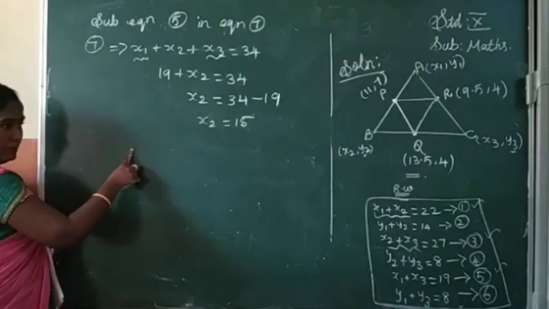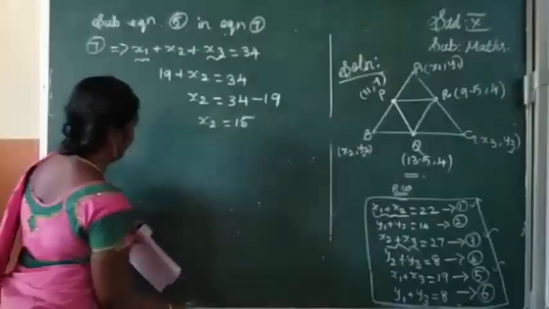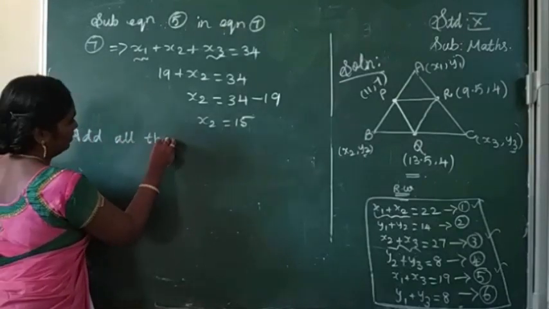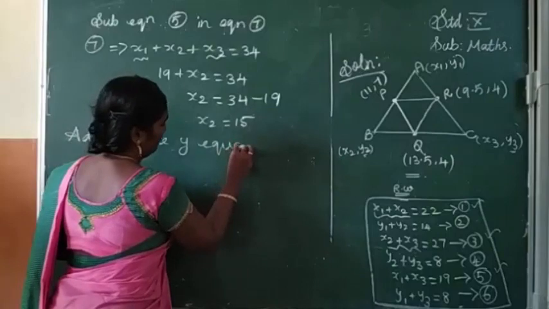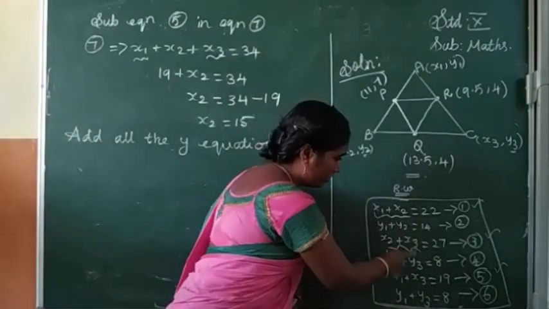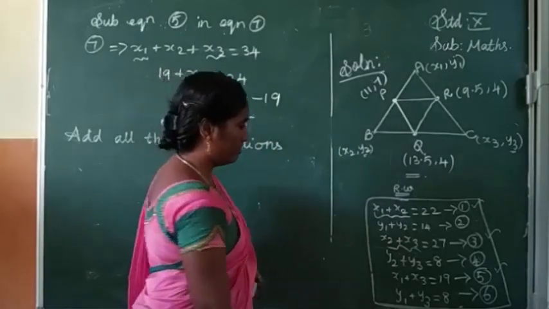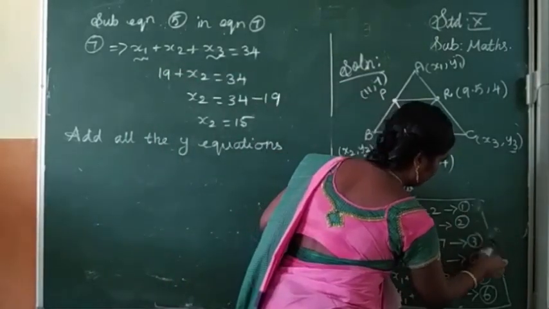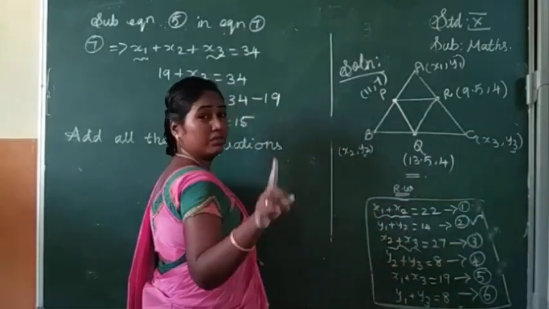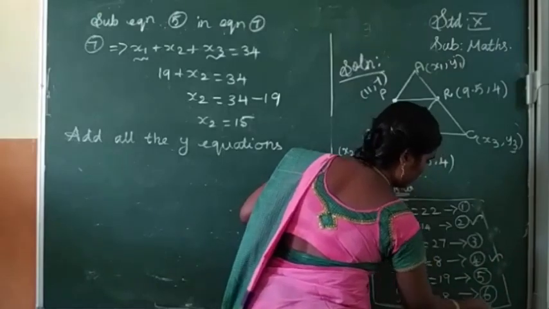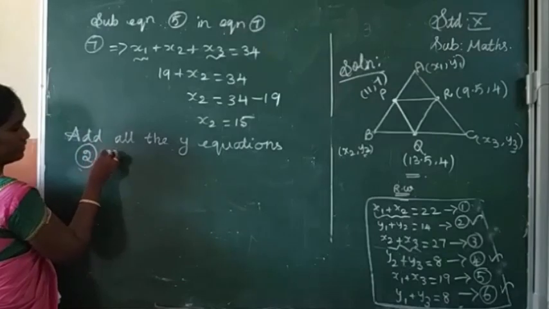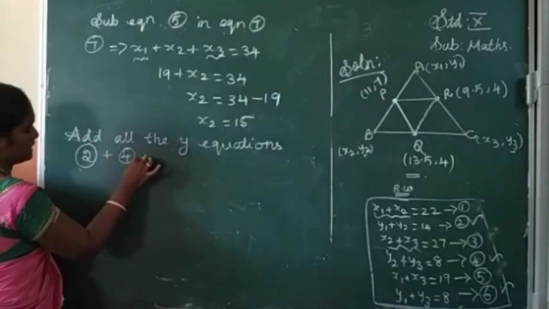So, the same procedure we are going to do for the y equations. So, first write add all the y equations. See here, which equations have the y variable? Equation number 2 has the y variable. Then equation number 4 has the y variable. Then equation number 6 has the y variable. So first we are going to add equation 2 plus equation 4 plus equation 6.